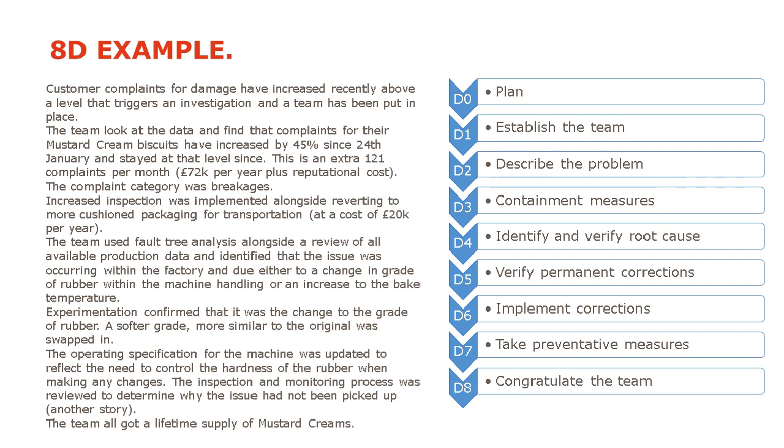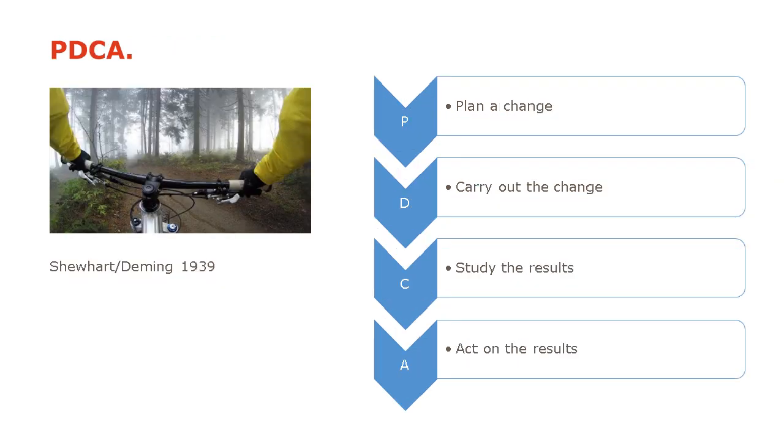They find out what's happened and that it is down to the change in the grade of rubber in the machine handling. So they reverse that change, and they update the specification on the machine to put something in place to try and make sure that doesn't happen again, because we had something there that was a bit uncontrolled. And then the team are rewarded. They get a lifetime supply of mustard creams. That probably means about 1 packet, and the learning is shared across everybody. So that's an example of 8D.